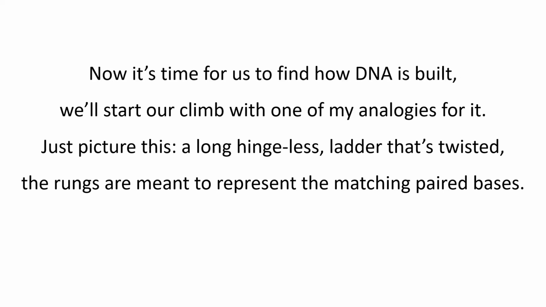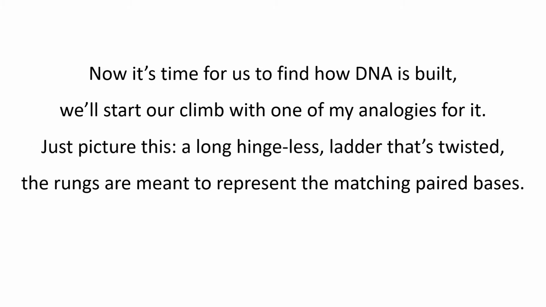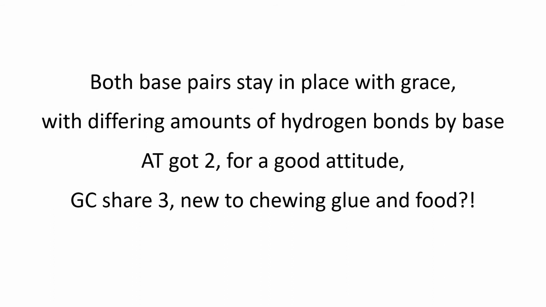Now it's time for us to find how DNA is built. We'll start our climb with one of my analogies for it. Just picture this, a long ladder that's twisted. The rungs are meant to represent the matching paired bases. Both base pairs stay in place with grace, with differing amounts of hydrogen bonds by base. AT has 2, GC shares 3.